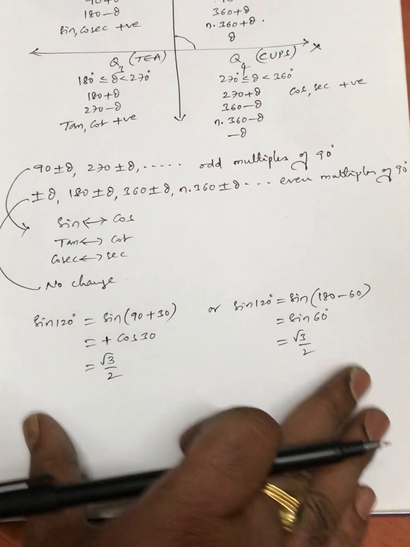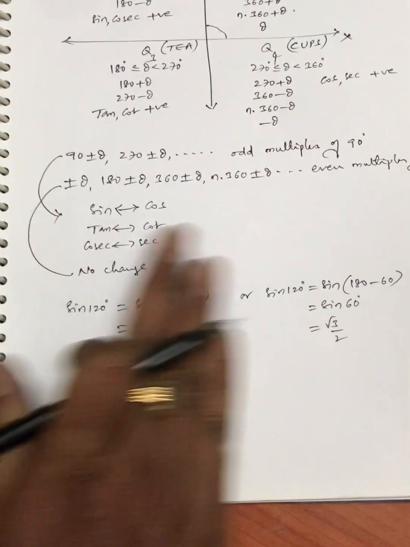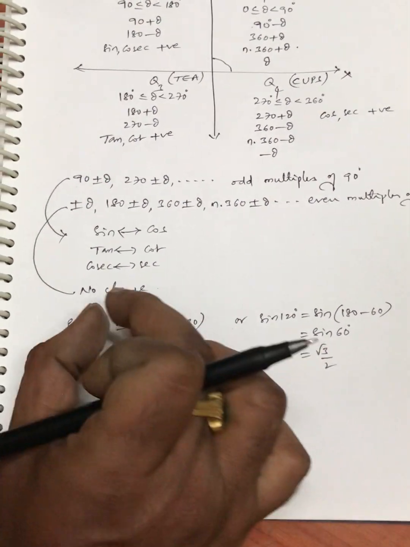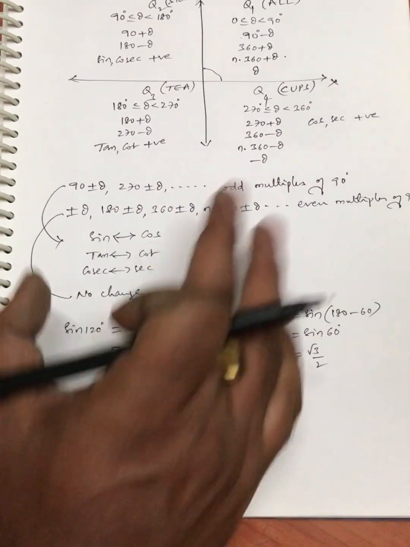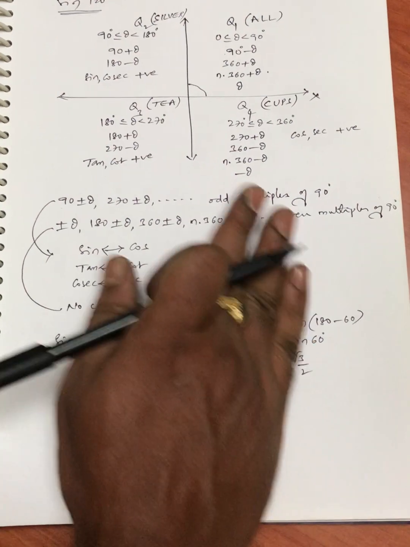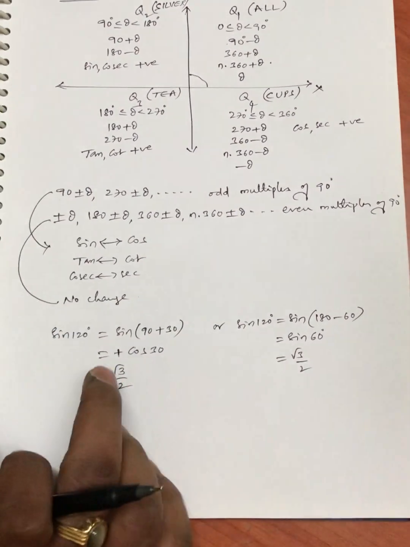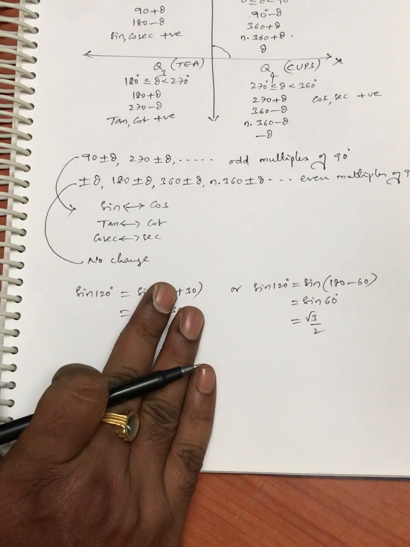In calculating problems of this type, there is no need to consider both. You can take any one, but mainly we have to write the angle in the form of these angles only. These are called allied angles. So we have to write in the form of allied angles only.